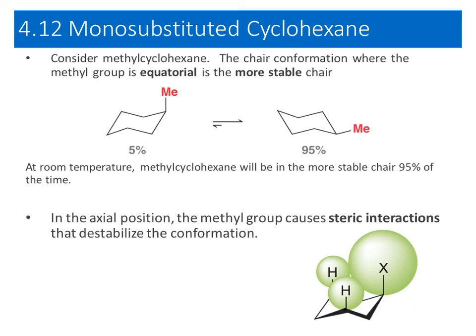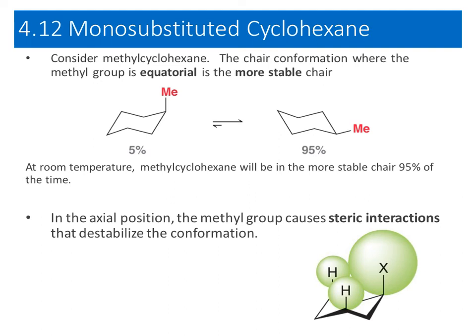Chair flip is a conversion of one chair conformation to the other. And upon the chair flip, all the axial positions move to equatorial and all the equatorial positions move to axial. When you have one substituent on a cyclohexane, the favored conformation is when the substituent is in the equatorial position. So at room temperature, we can find 5% of this conformation where the methyl is in the axial position and 95% of this conformation where the methyl is in the equatorial position.